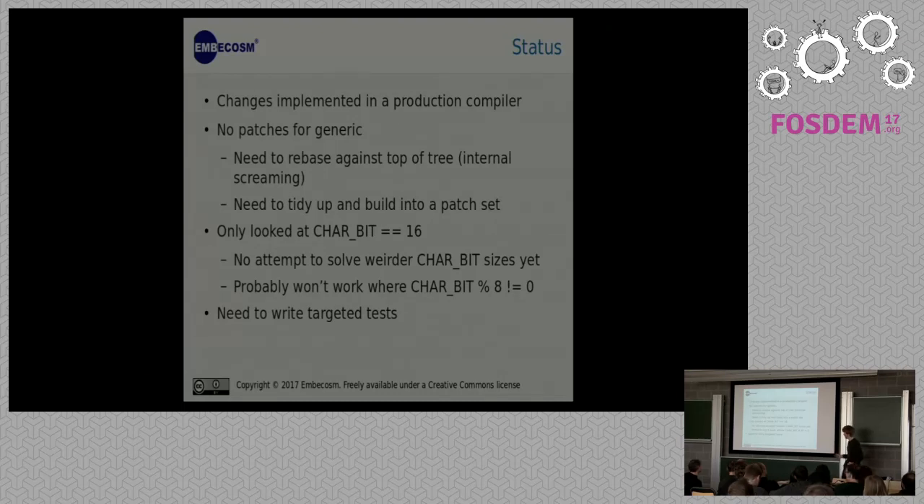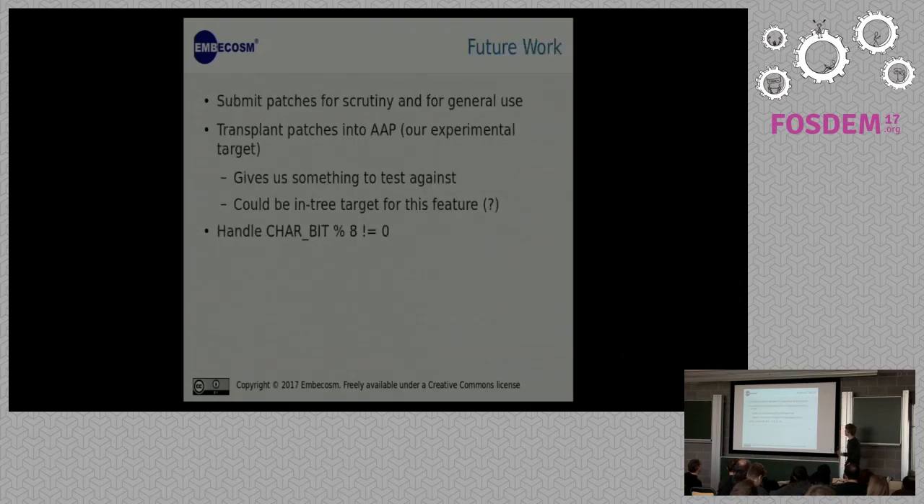The other really key one before this is ever going to be ready for prime time in tree is to write some targeted tests. We don't really have a way of testing this easily because all of the targets in tree are sane and have sensibly sized bytes. I'm also not quite sure how to write targeted tests for this, but that's an exercise I'll go through when I've got this close to ready to go in tree. So future work is to fix this all up and submit the patches for scrutiny and for people to pick them apart and tell me I've done everything wrong.